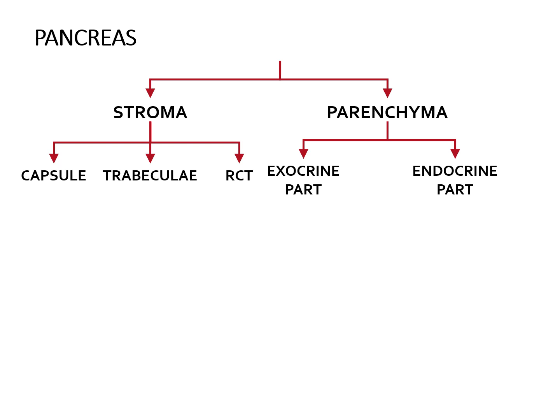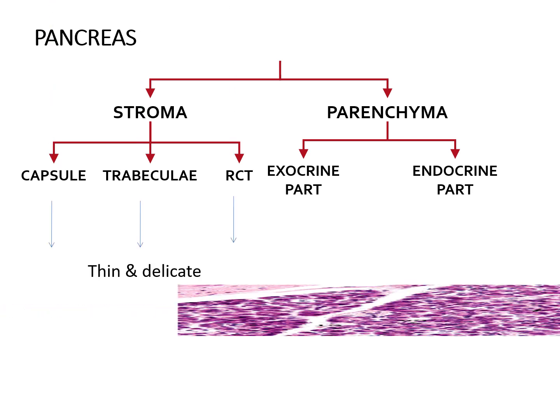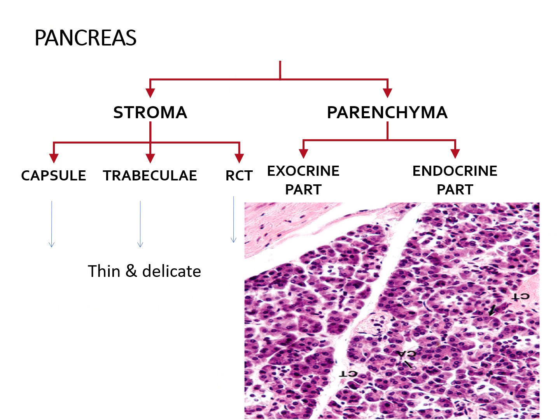Again, we say that pancreas histologically is formed of stroma and parenchyma. Our stroma is formed of a capsule. Our capsule is thin and delicate, which gives rise to a septa which divides the pancreas into incomplete lobule. This septa also will be thin and delicate. We are going to have a reticular connective tissue in order to support the parenchyma, or to support both exocrine and endocrine part of the pancreas.